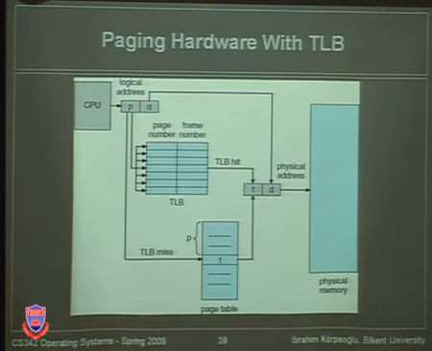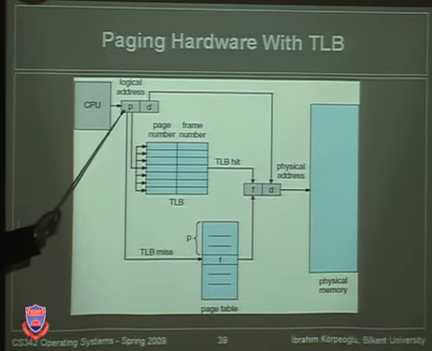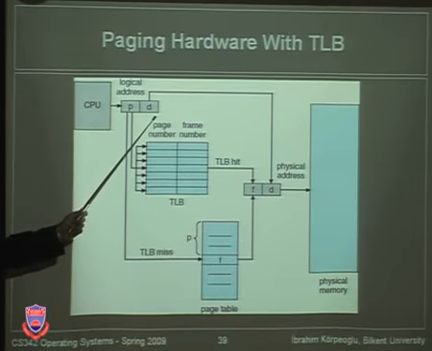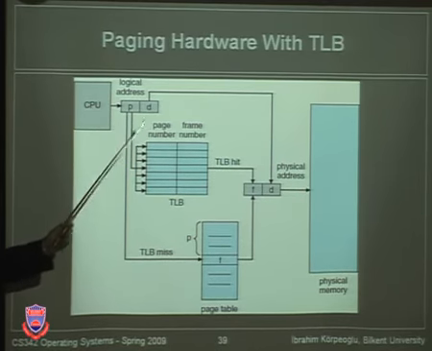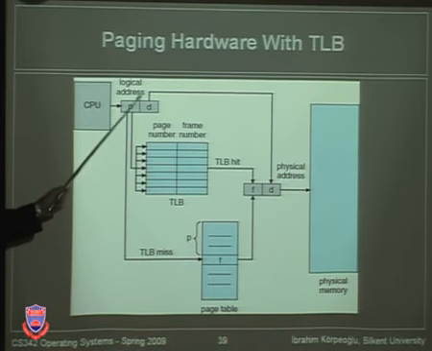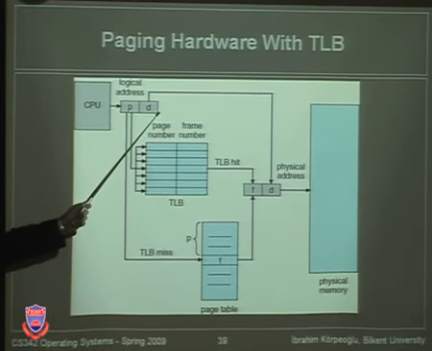So then, what is the hardware? What will the hardware look like with a TLB? The CPU will generate logical addresses that can be considered to be divided into two parts, P and D. P is the page number, and D is the displacement or offset. You need to convert that page number to a frame number in order to find the physical address corresponding to that logical address.